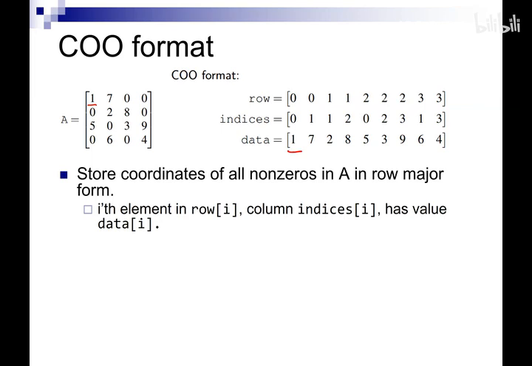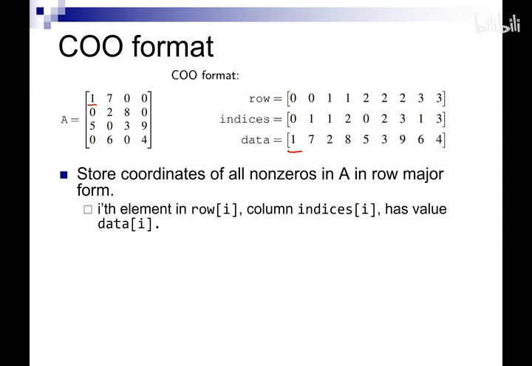The COO format is going to have three arrays to represent A. The data array is just going to store all of the non-zero values. So you see that all of these values, 1, 7, 2, 8, and so on, are exactly the non-zero values in the A matrix, in the order that we look at this matrix in the row major order.